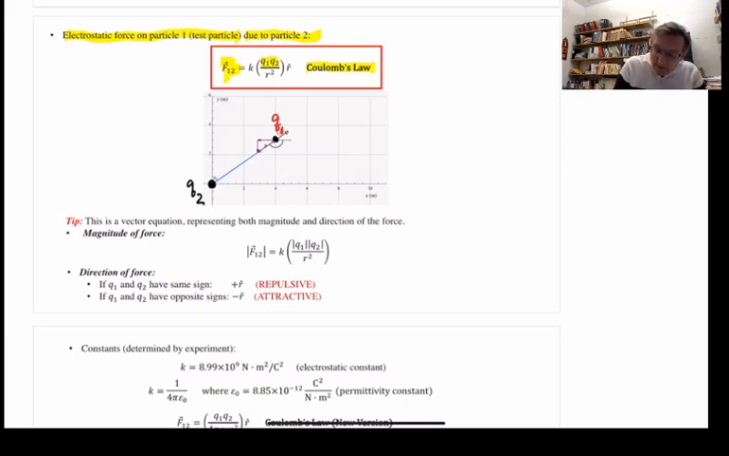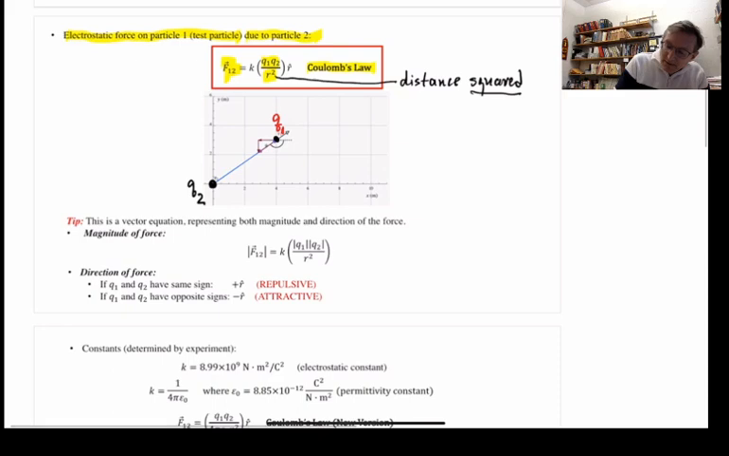It depends inversely on the distance squared between the particles. Note, that's distance squared between the particles. That's right there. And then the r hat is that little pointing unit vector to help us get the direction right. Remember, the direction is going to be along the line connecting the particles, and either repulsive or attractive, depending upon whether they have like charge or opposite types of charge.